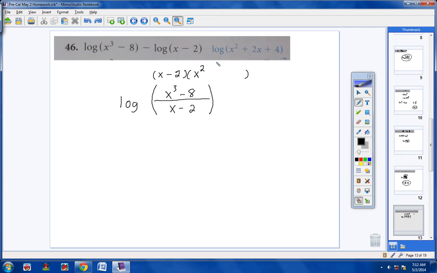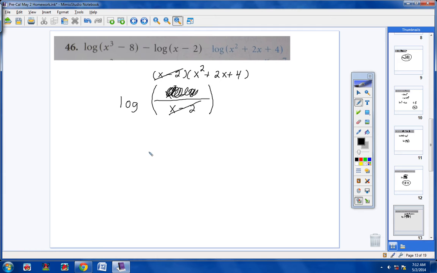X times 2 is 2x. Then you take this term here and you multiply it by itself. 2 times 2 is 4. And whenever this is negative here, everything here will be positive. So there we go. You just broke this down here into these two parentheses here. And then notice your x minus 2's cancel.